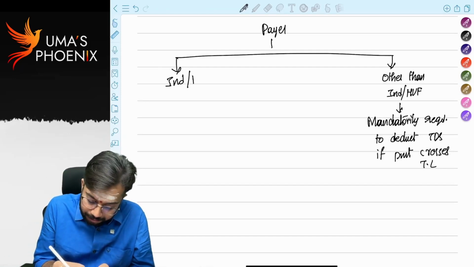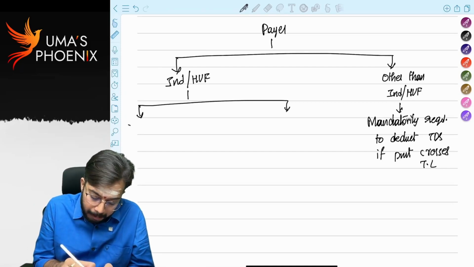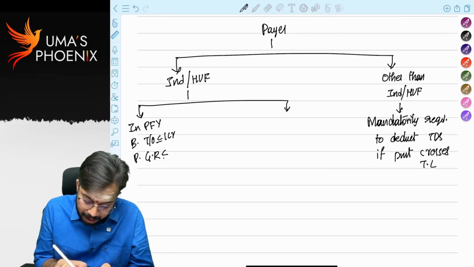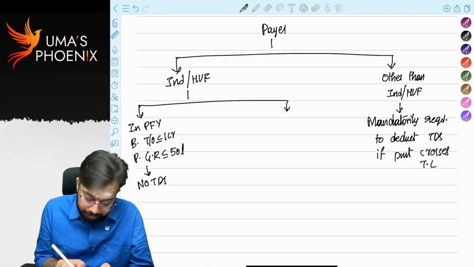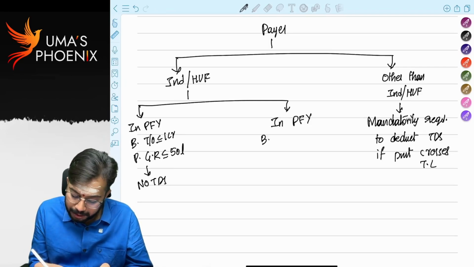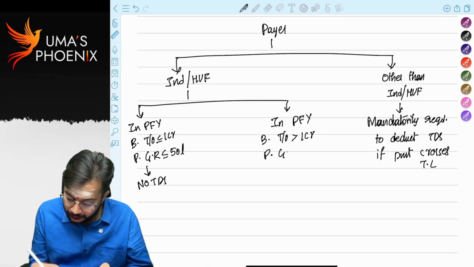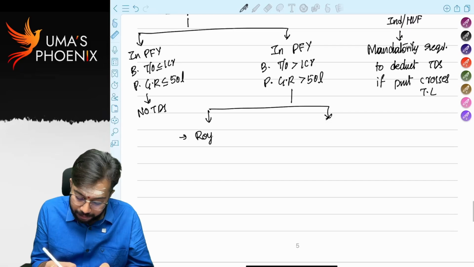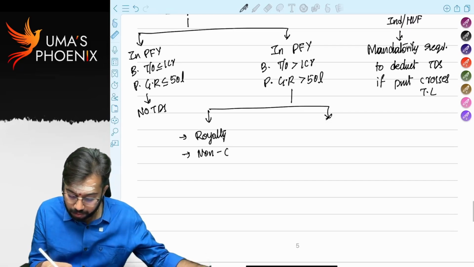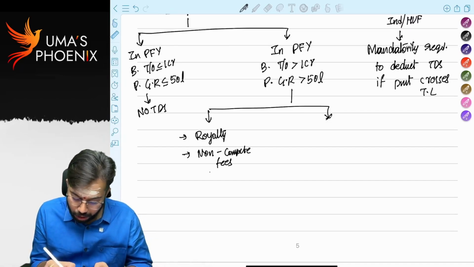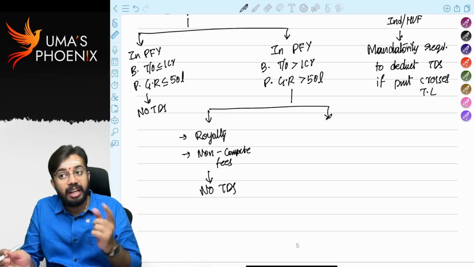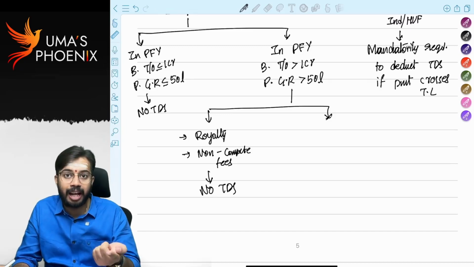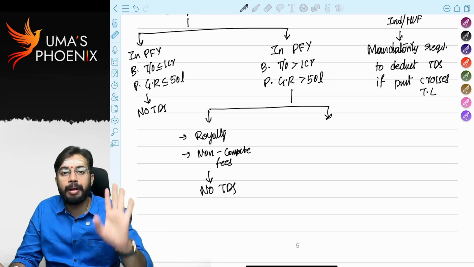If the payer is an individual or HUF, then we have to check: in the preceding financial year, in business, if turnover is less than or equal to 1 crore, in profession, if gross receipts are less than or equal to 50 lakhs, not required to deduct TDS. In case of individual or HUF, in the preceding financial year, in business, if turnover is more than 1 crore, in profession, if gross receipts are more than 50 lakhs, then if the nature of payment is royalty or non-compete fees, no TDS. That means even though business turnover is more than 1 crore or professional gross receipts are more than 50 lakhs, they are still not required to deduct TDS when making payment of royalty or non-compete fees.